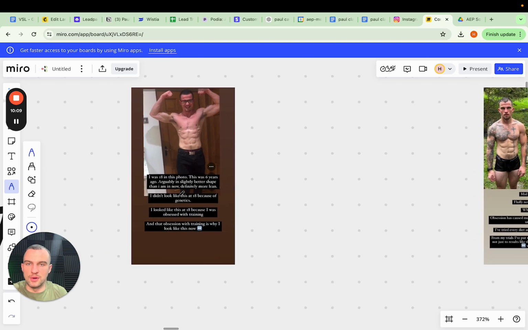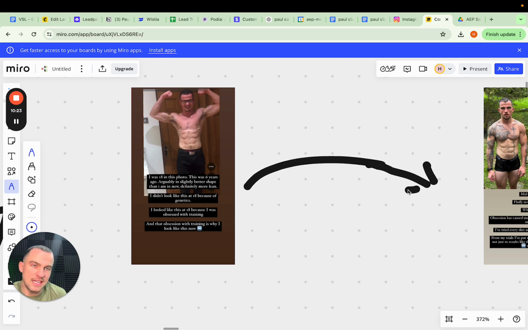I was 18 in this photo. This was 6 years ago. Arguably in slightly better shape than I am now. Definitely more lean. I didn't look like this at 18 because of genetics. I looked like this at 18 because I was obsessed with training. And that obsession with training is why I look like this now. I'm selling the next slide.